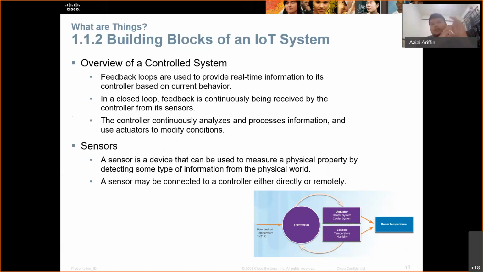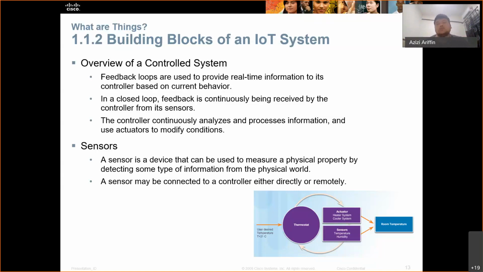Okay, so dalam concept of control system, first we have feedback loops used to provide real-time information to its controller based on current behavior. Feedback loop ni contoh, kita ada sensor temperature, bila kita reach certain threshold of temperature, mungkin kita akan on relay. Feedback is continuously received by the controller from its sensors. Macam Arduino tu, dia looping je, loop function tu, and the controller continues to analyze and process information and use actuators to modify conditions.